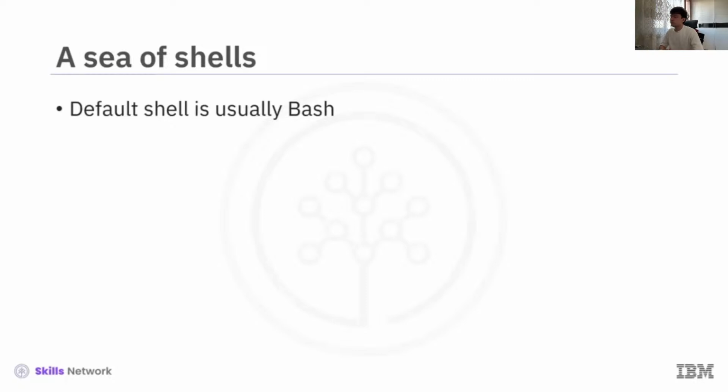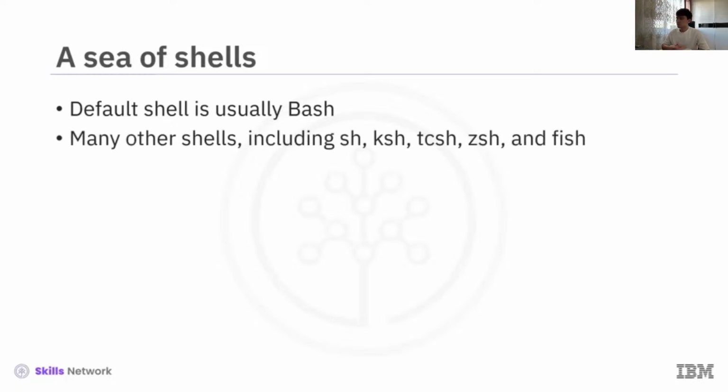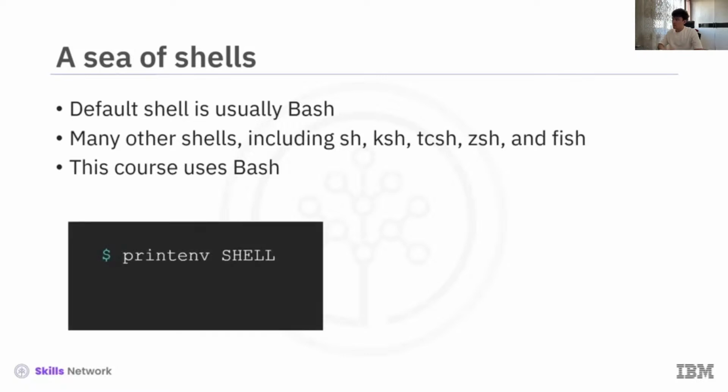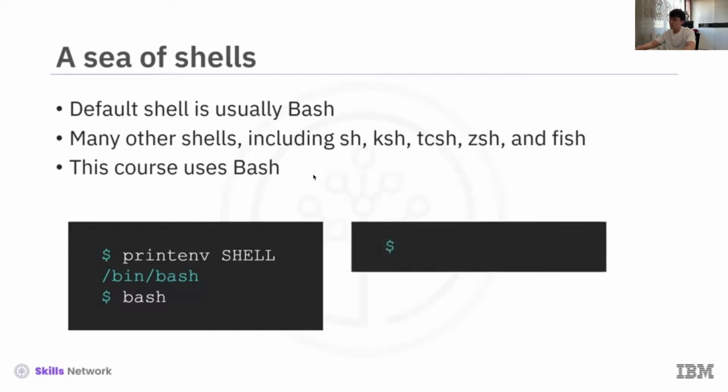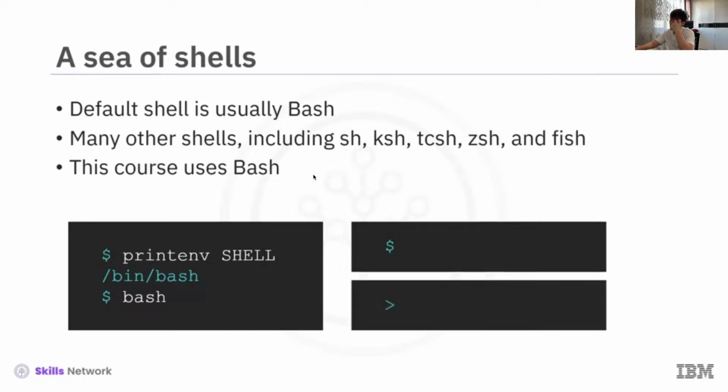The default shell on Linux systems is usually bash. Other shells include the Bourne shell, sh, the Korn shell, ksh, tcsh, zsh, and fish. For this course, we will only use the bash shell, which stands for Bourne Again shell. To find out what the default is, enter printenv SHELL on the command line. This returns the path to the default shell program, which in this case is bash. If your default shell is not bash, you can always switch to it simply by entering bash on the command line. We will use the $ sign to represent the command prompt throughout this course. Outside of this course, you may encounter the greater than symbol being used for the same purpose.